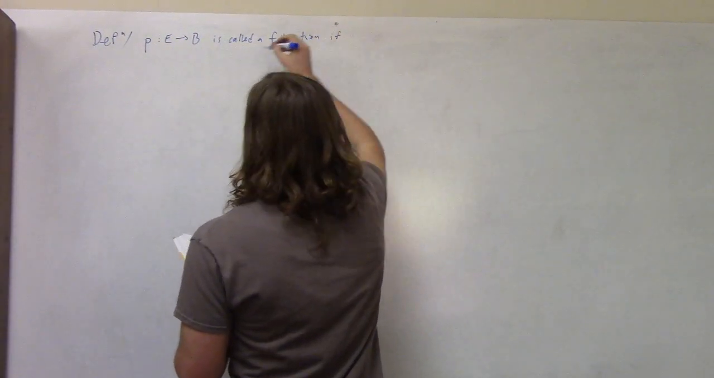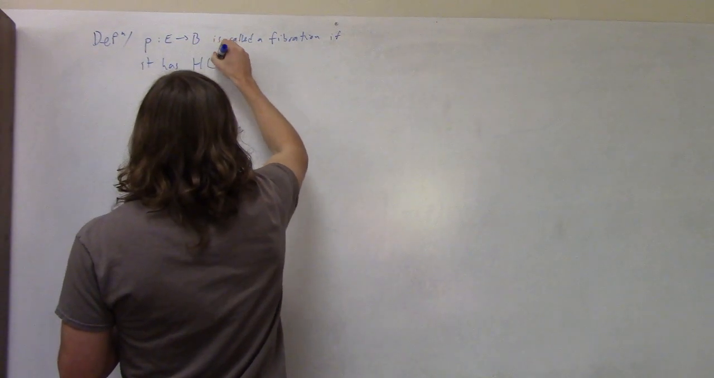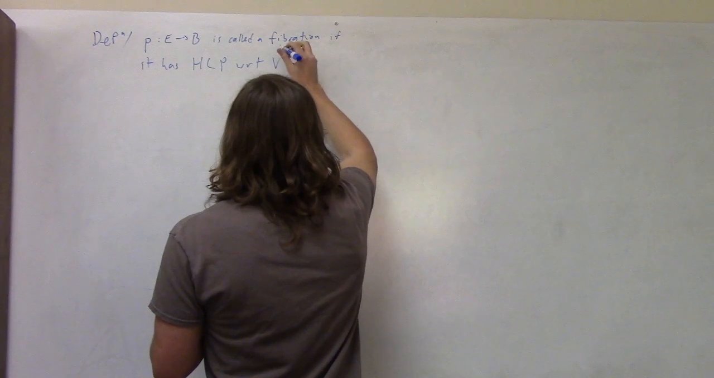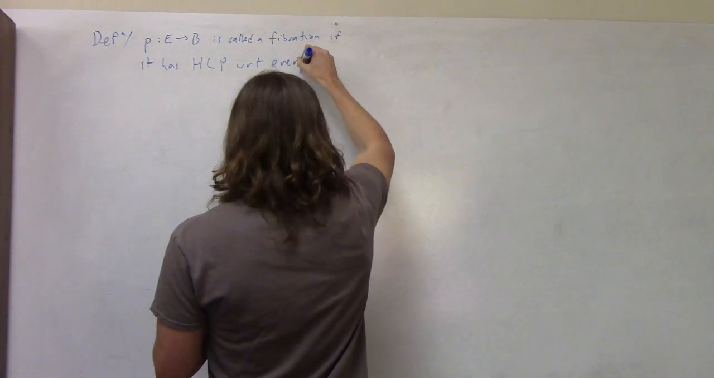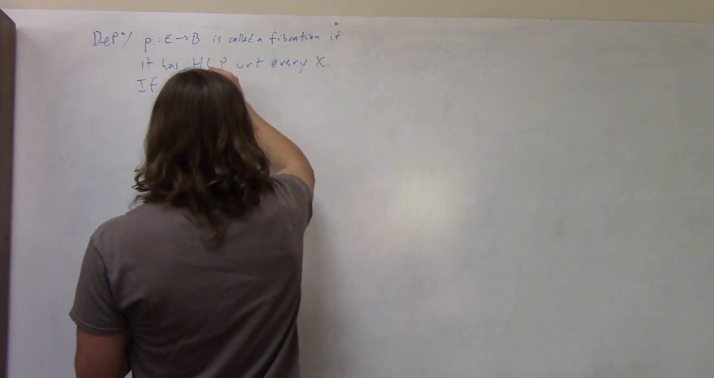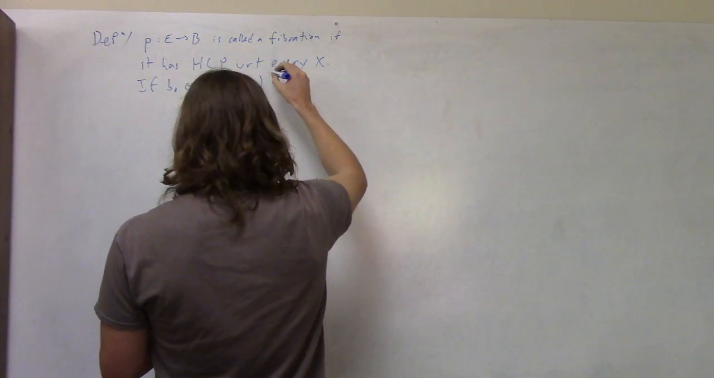Alright, now we define a fibration. A map P from E to B is a fibration, or a curved fiber space, if it has the homotopy lifting property, HLP, with respect to every space X. If point B naught is an element of B, then P inverse B naught is called a fiber.